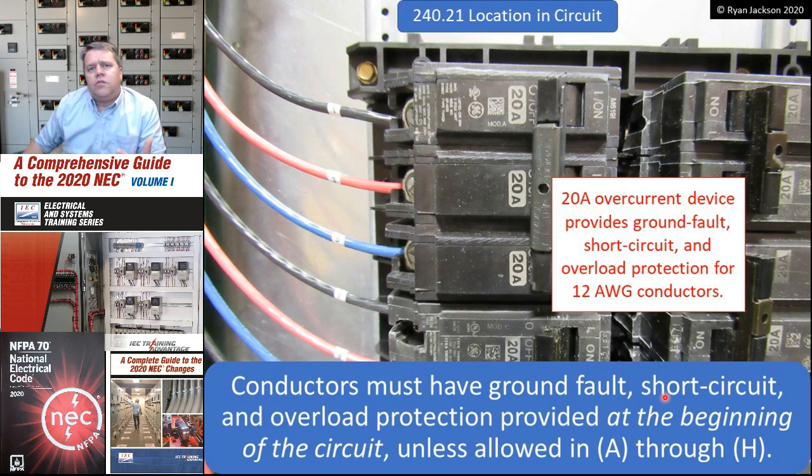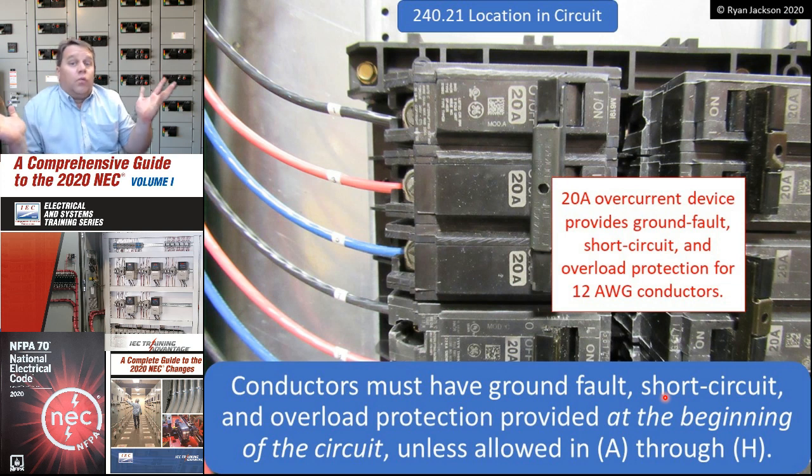We go to section 240.21, which says location in circuit. It says conductors must have ground fault and short circuit and overload protection at the beginning of the circuit unless allowed in A through H. Okay, almost every circuit that we install meets that criteria. Most of the time when you put in a circuit breaker or fuse, it provides ground fault and short circuit and overload, and we're done.